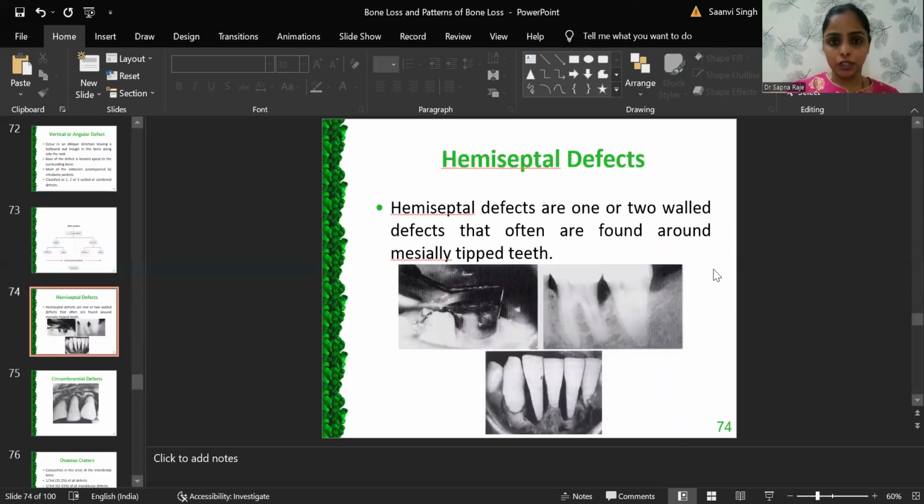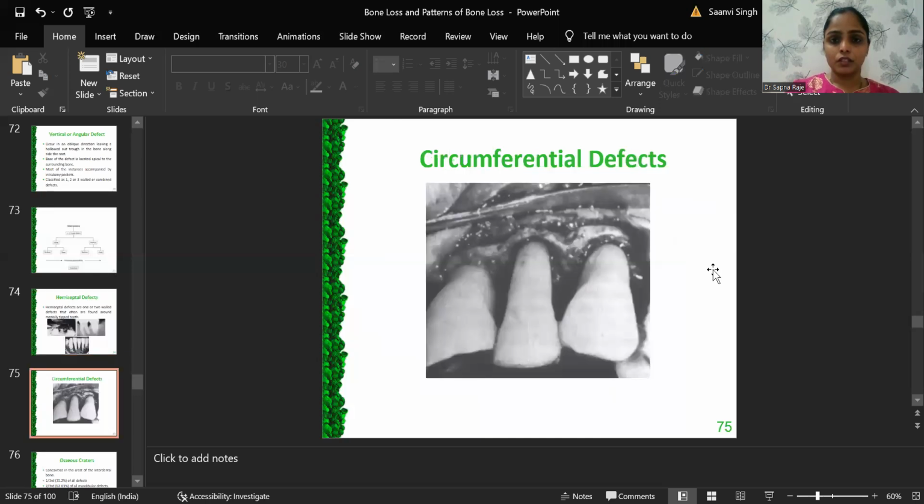Then hemiseptal defects. Hemiseptal defects are 1 or 2 wall defects that often are found around mesially tipped teeth. Then the circumferential defect, which can be seen here circumferentially around the tooth.